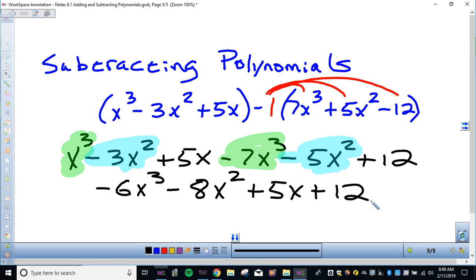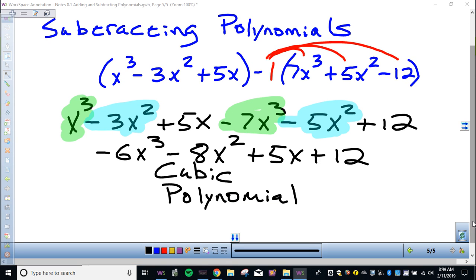Now if we name that by degree and number of terms, what's the name? Cubic polynomial. Good. The degree is 3, that's cubic. We have 1, 2, 3, 4 terms. That's polynomial. Okay? Good? Any questions on that one?